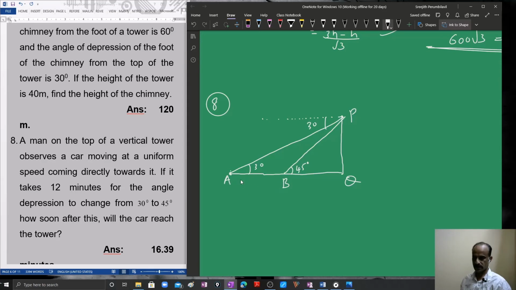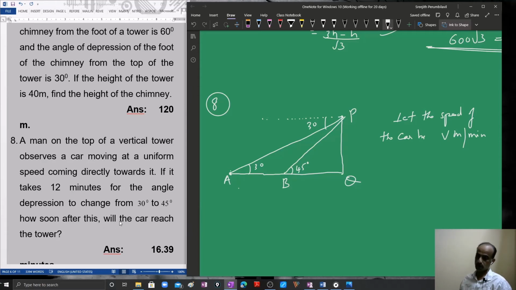Okay, and 12 minutes, time taken from this is 12 minutes. If it takes 12 minutes for the angle of depression to change from 30 degree to 45 degree, how soon will the car reach the tower? We have done a similar question before. Here let the speed of the car be v meters per minute. Everything is given in minutes, so we'll take minutes.